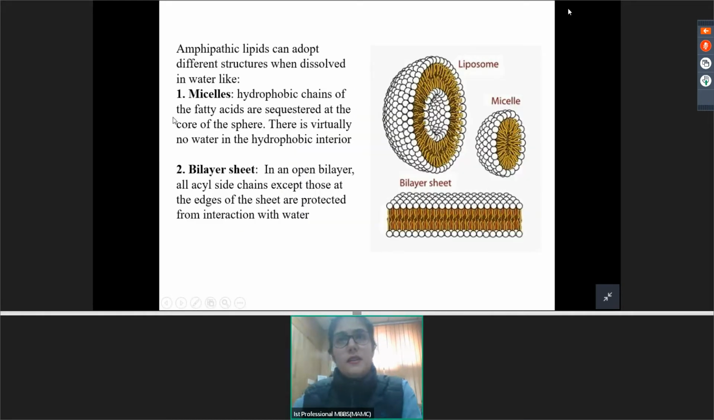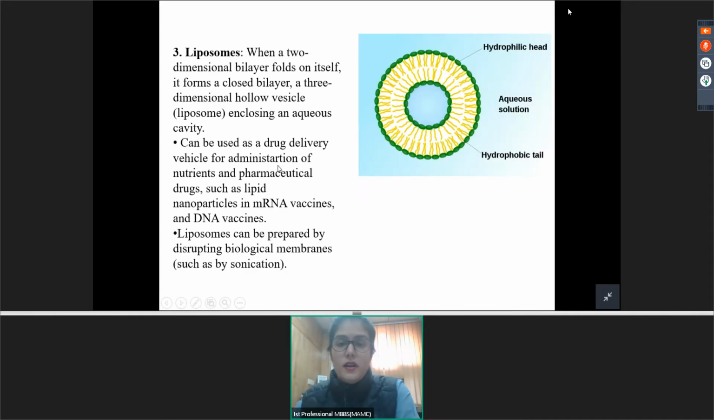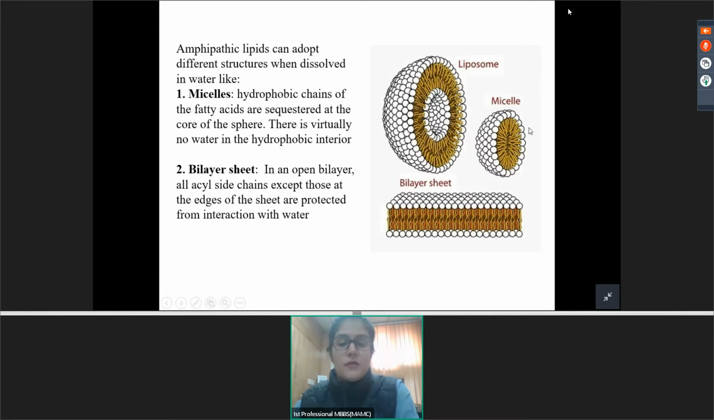Amphipathic lipids, if they are dissolved in water, can adopt three different types of structures. These are micelles, or a bilayer sheet, or liposomes. What are micelles? Micelles consist of a single layer of amphipathic lipids. The core is made up of the hydrophobic fatty acid chains, and there is no water in the hydrophobic interior. Micelle is made up of a single layer of amphipathic lipids.